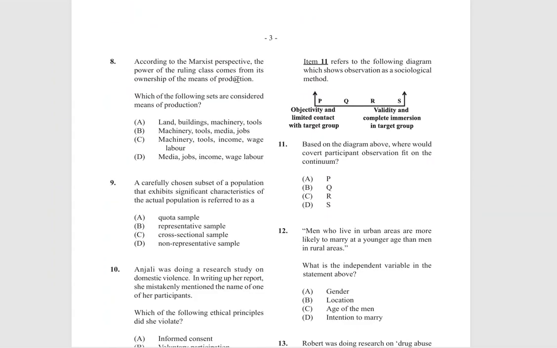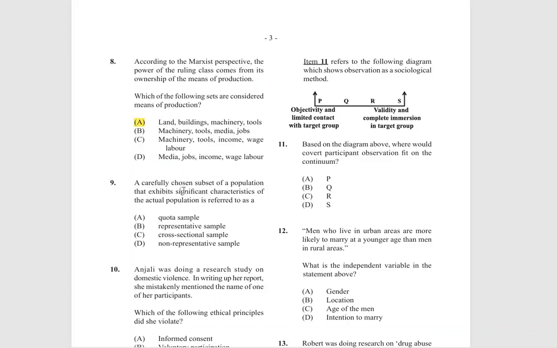According to the Marxist perspective, the power of the ruling class comes from its ownership of the means of production. Which of the following sets are considered means of production? So what is considered means of production for the Marxist perspective? Alright, so it's land, buildings, machinery, and tools.